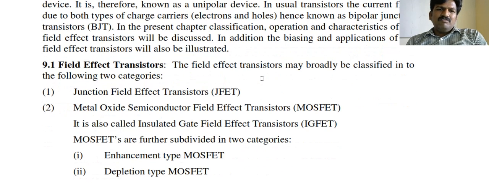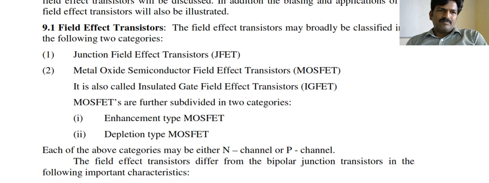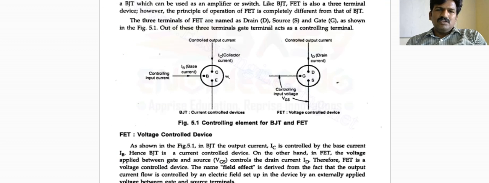Here, the field effect transistor looks similar to the BJT, but you should understand the difference between BJT and FET. You have three terminals in the BJT. One is the base, another one is collector, another one is emitter. At the same time, in the FET also you could consider three terminals, but basically it is having four terminals.